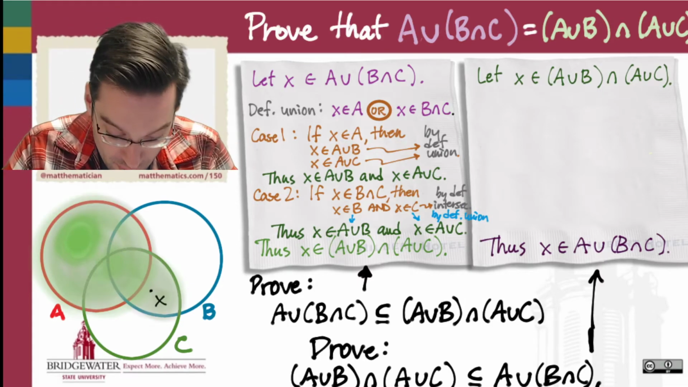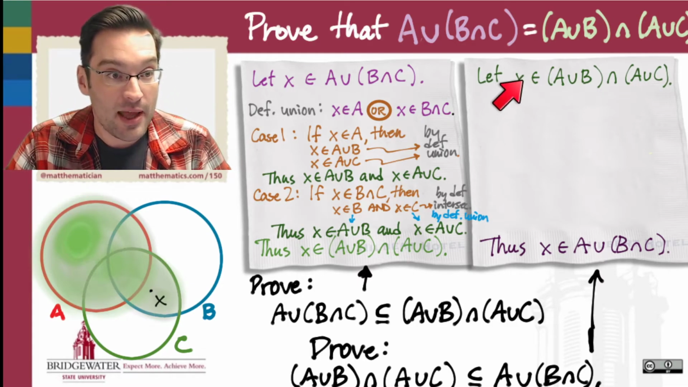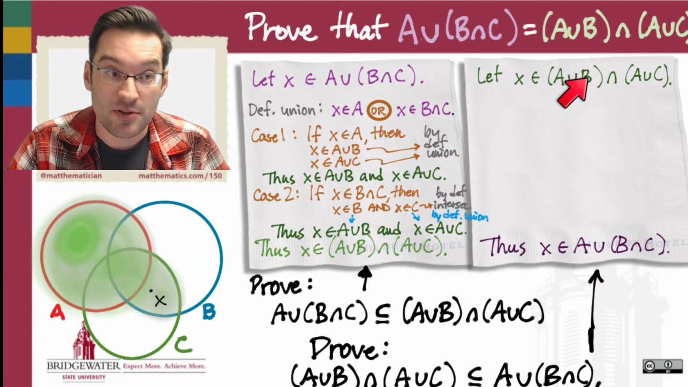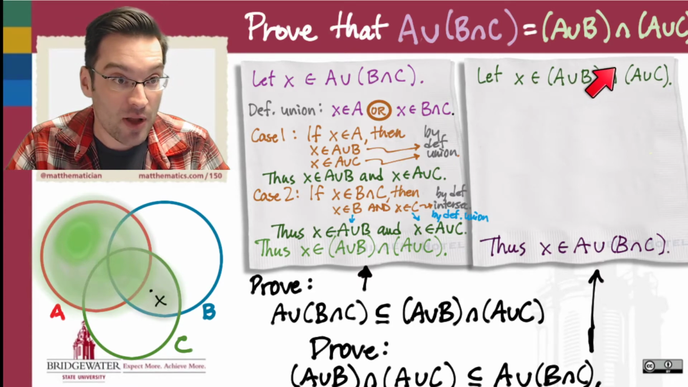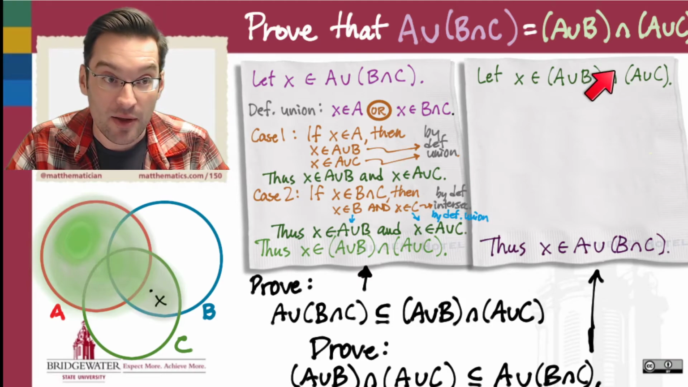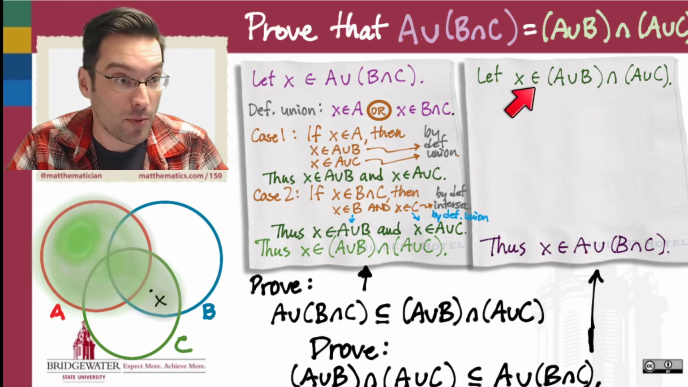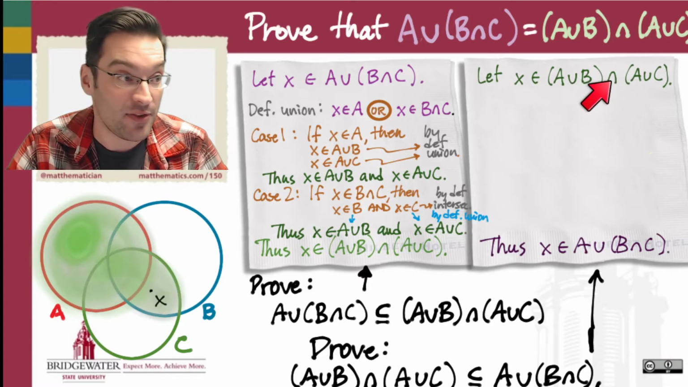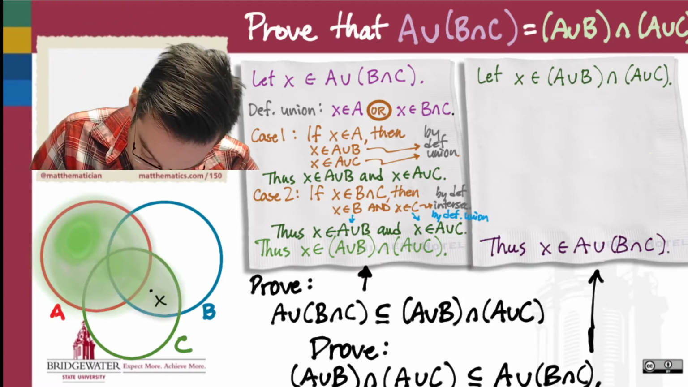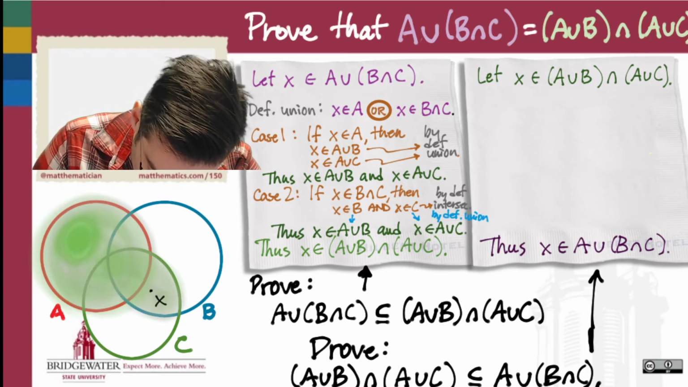So in the argument in the other direction, we begin by choosing an X which belongs to the intersection of the unions of A with B and A with C. So here the first logical operator that I would eliminate is this intersection. First and foremost, X belongs to the intersection of two different sets. So let's eliminate this intersection first by using the definition of intersection.